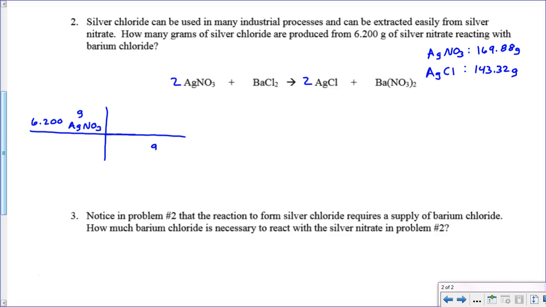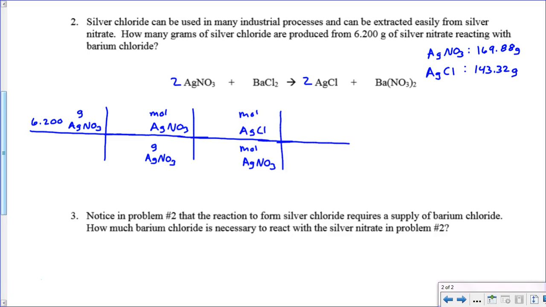Then we're going to get out of grams of AgNO3, and we want to get into moles of AgNO3. Okay, then we get out of moles of AgNO3 and into grams of AgCl. Oops, sorry, moles of AgCl. Jumping ahead of myself. Then we'll cancel out moles of AgCl for grams of AgCl.